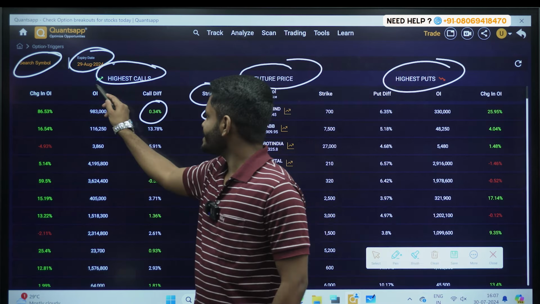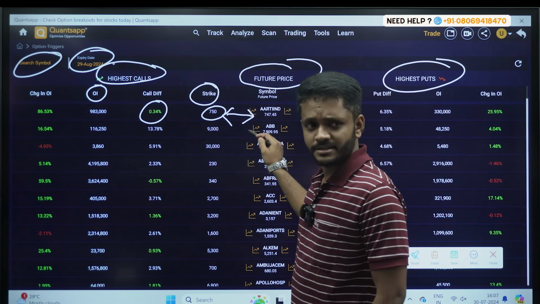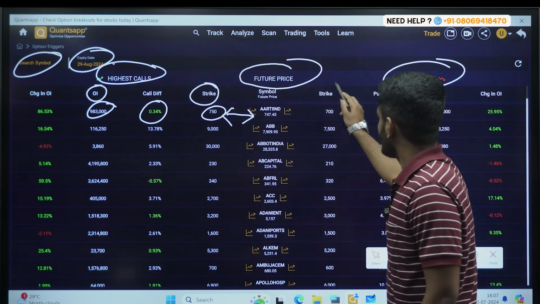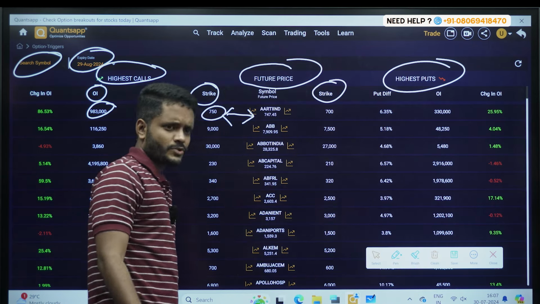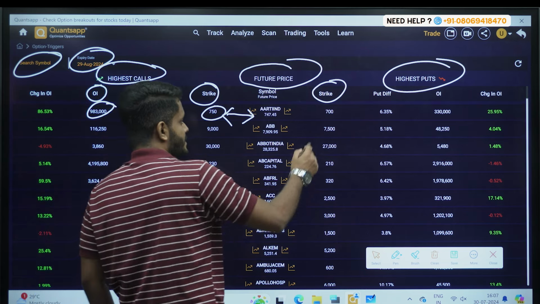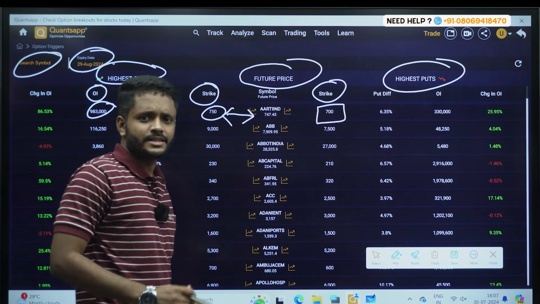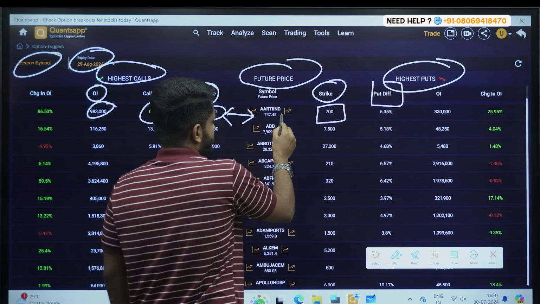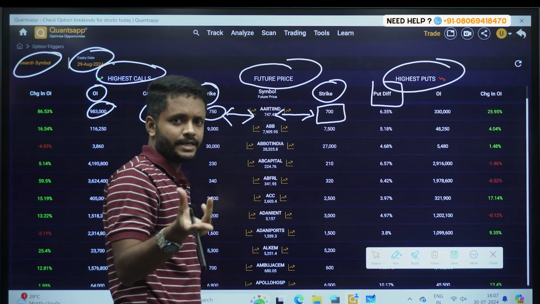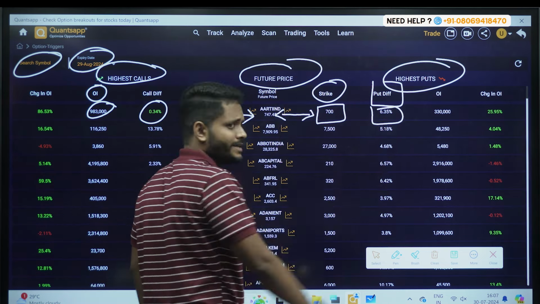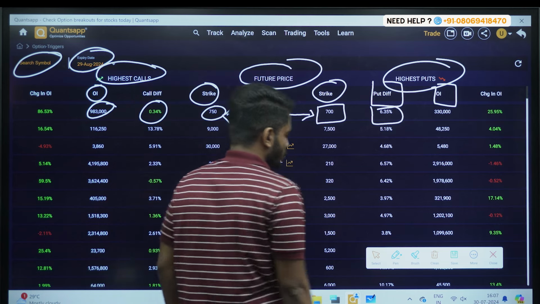Now OI is self-explanatory, correct? For Aarti Industries at 750 strike, 983,000 contracts are open. On the right hand side, again you can see strike. As the left hand side strike column indicates resistance, the right hand side strike indicates support. For Aarti Industries, as of now, the support level, the highest put writers, are at 700. What is put difference? Again, 747 is the current price, 700 is the support, so in percentage terms, how far the stock is from its support level is 6.35%. OI is again self-explanatory. At 700 strike, 330,000 contracts are open as of now. So this is the interface.